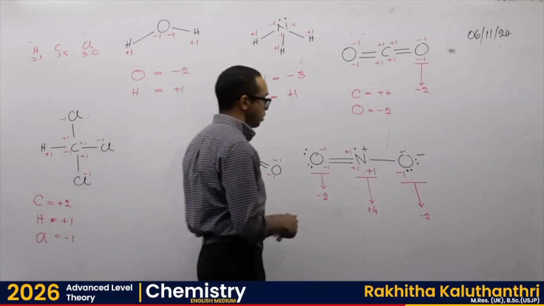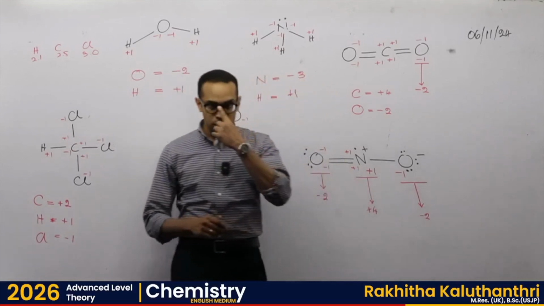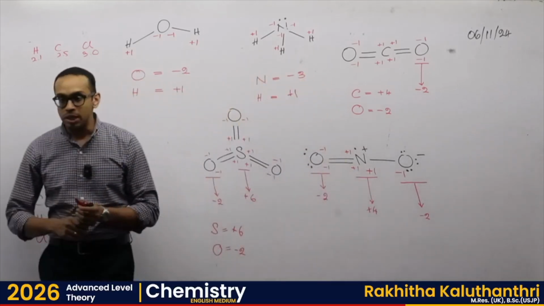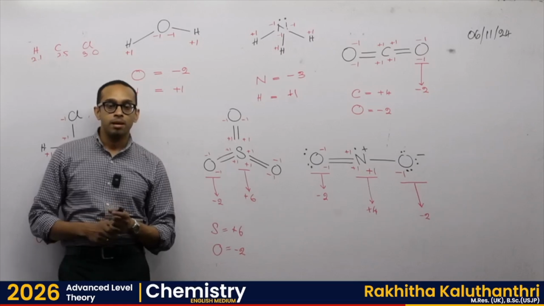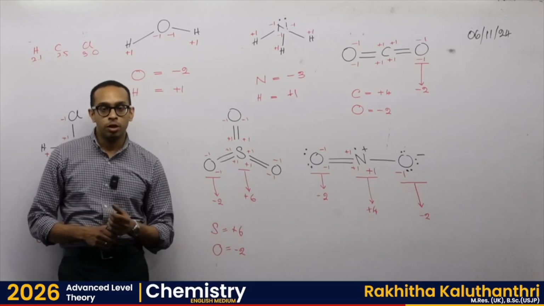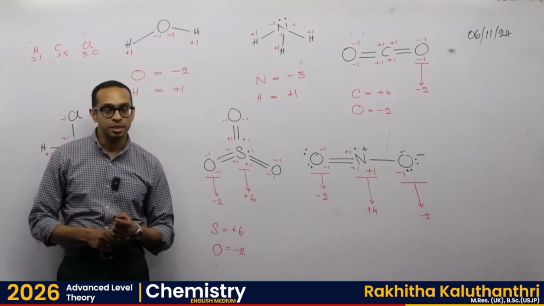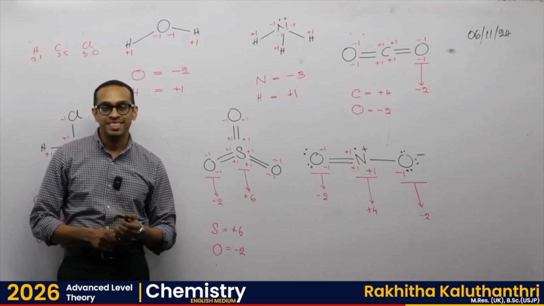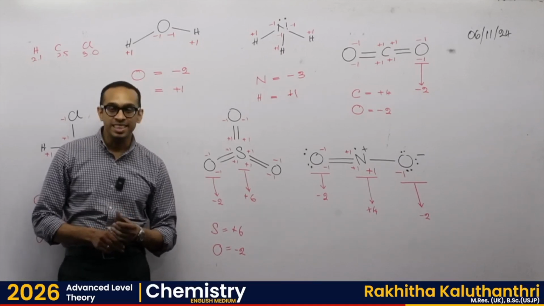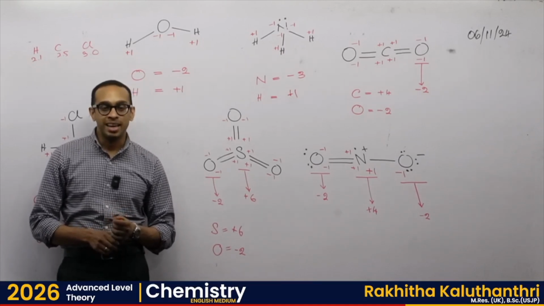Correct. So very good, children. You have gotten to this part, which is actually a good indication. So I believe all of us are comfortable with this part. Now we can move on to the next part. Next part is basically polyatomic ions.